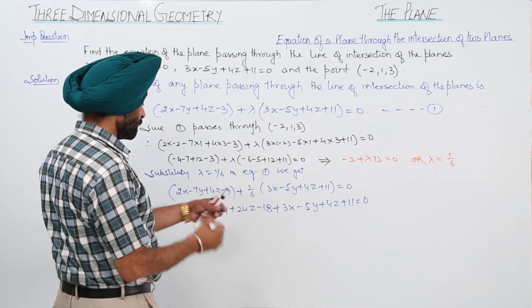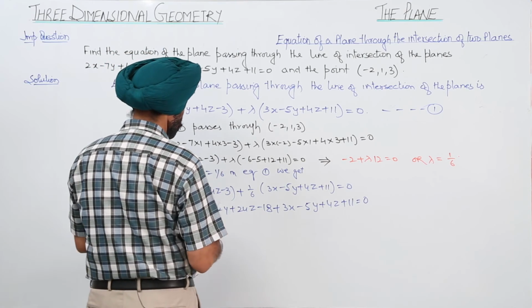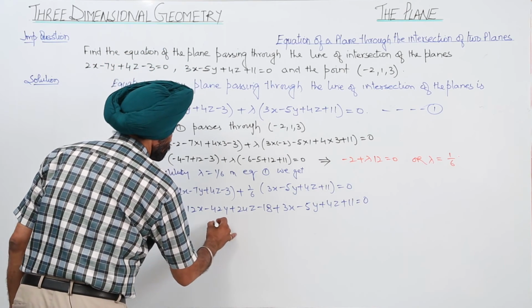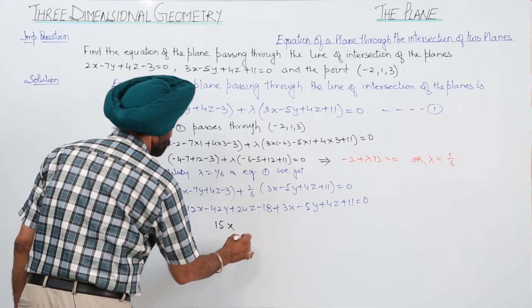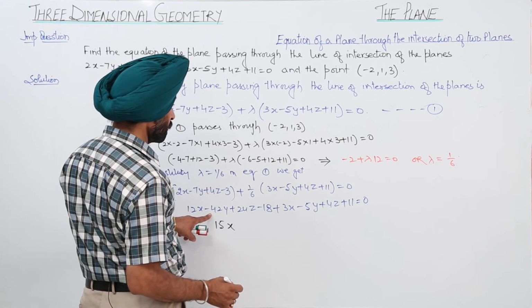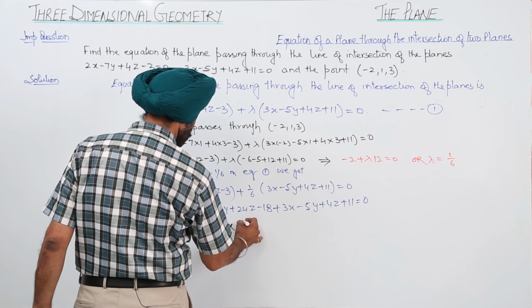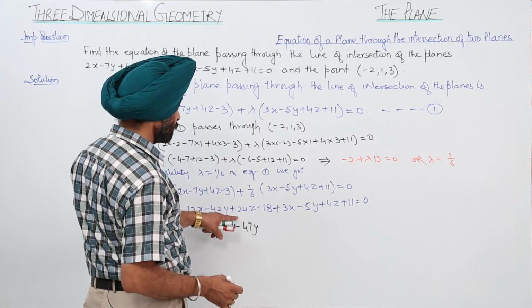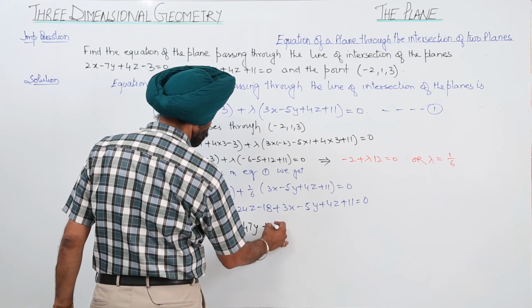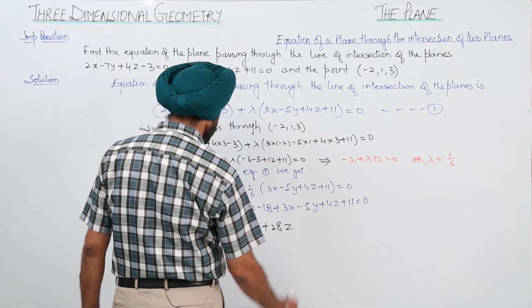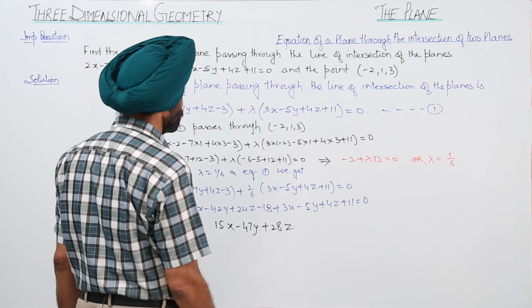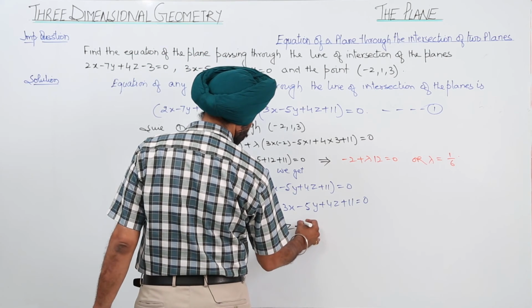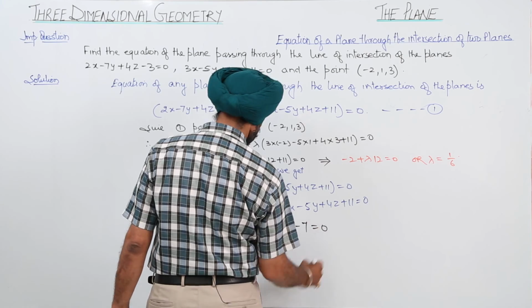Now, 12x and 3x, 15x, then minus 42y and 5y, negative of 47y, 24z and 4z plus 28z, and minus 18 and positive of 11 is minus 7, is equal to 0.